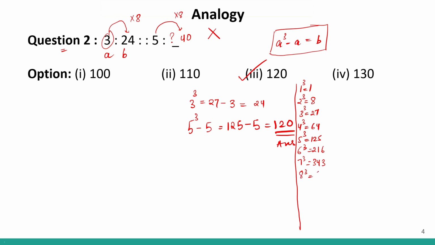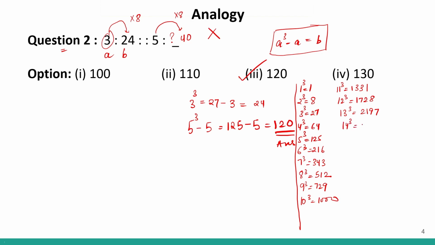8 cube is 512. 9 cube is 729. 10 cube is 1000. Correct? Then we have 11 cube, which is 1221. Sorry, 1331. Then we have 12 cube, which is 1728. 13 cube, which is 2197.